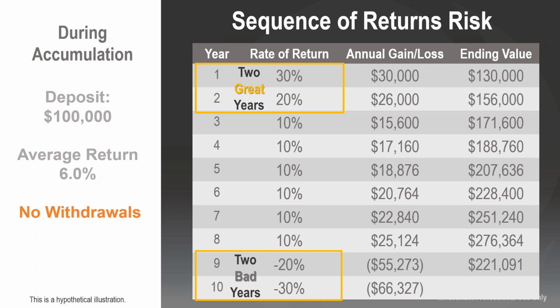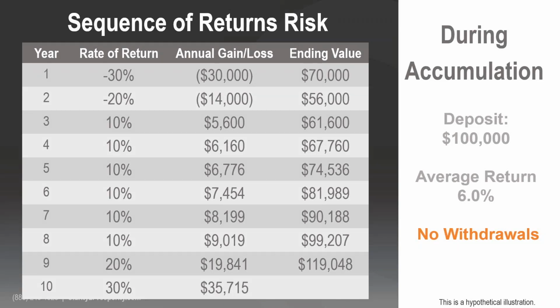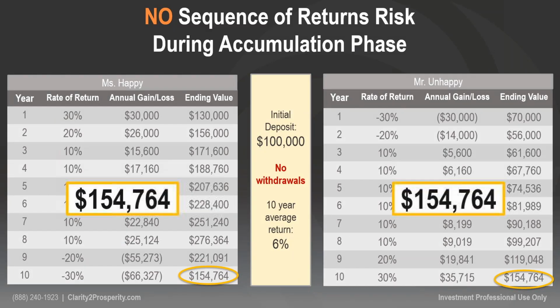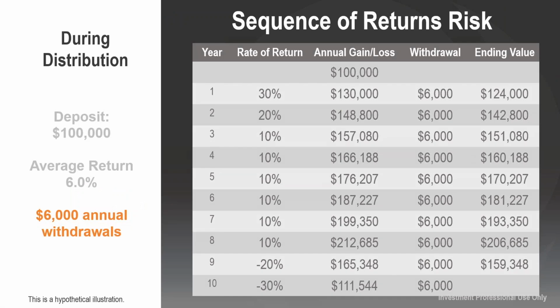You have 1, 2, 3, 4, 5, 6, 10% returns in between. 6 times 10 is 60. 60 divided by the 10 years is a 6% average rate of return. So at the end of that time, they're going to have $154,764. Now, what happens if we reverse the order of returns? Reverse the sequence to have the bad years early on, the good years later. Same $100,000, same 6% average rate of return, we're not taking withdrawals, it doesn't make a difference, right? Sequence of returns risk does not matter in the accumulation phase. There is no difference.